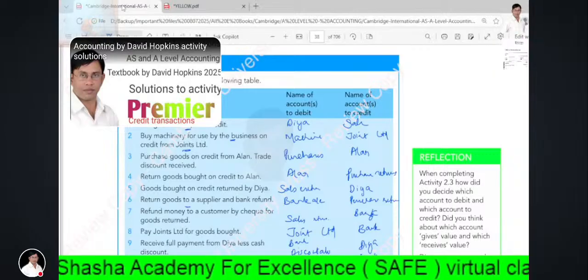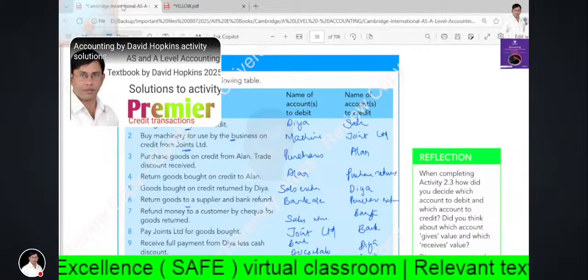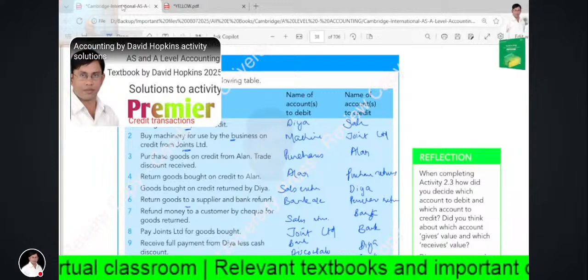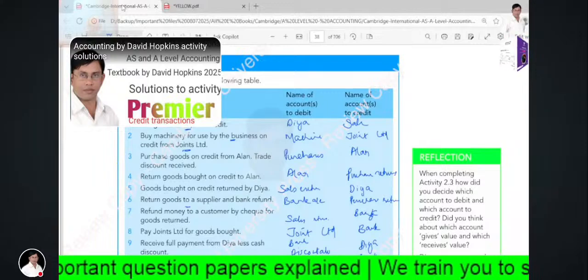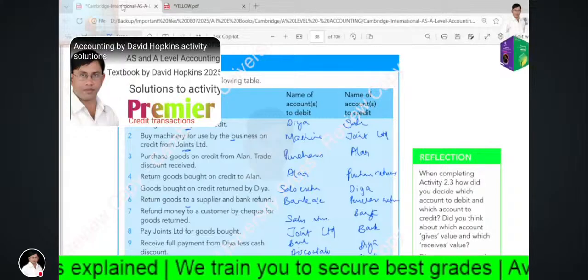So what you can do normally, this is activity 2.3, David Hopkins, the latest book. So okay.